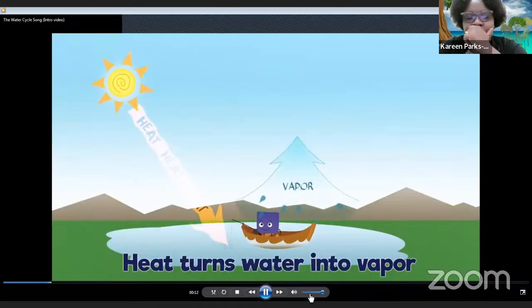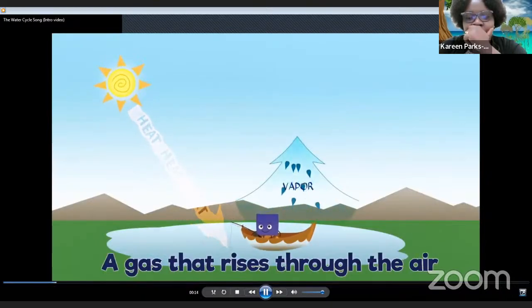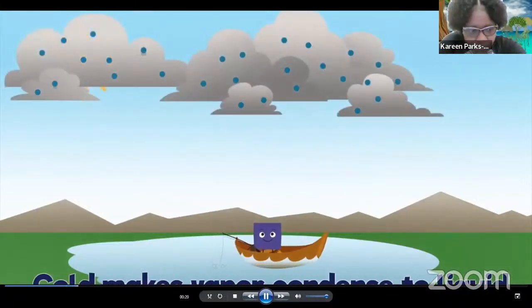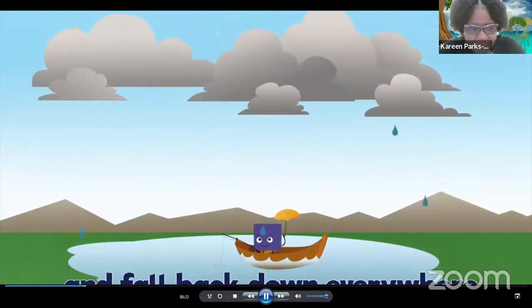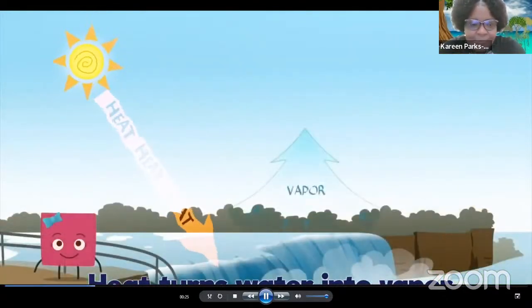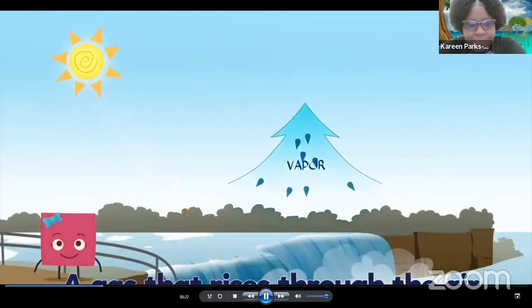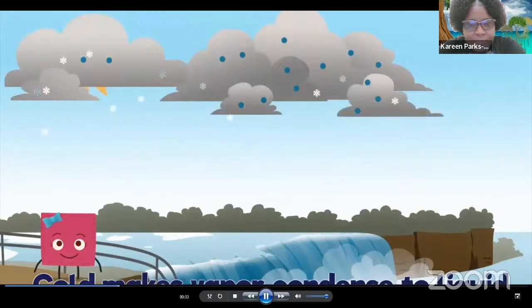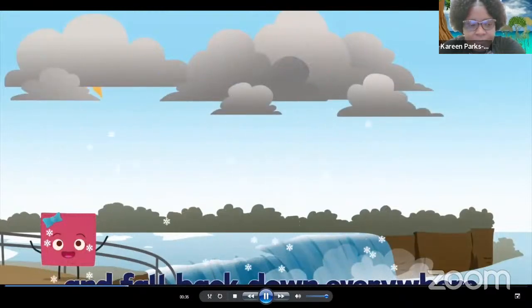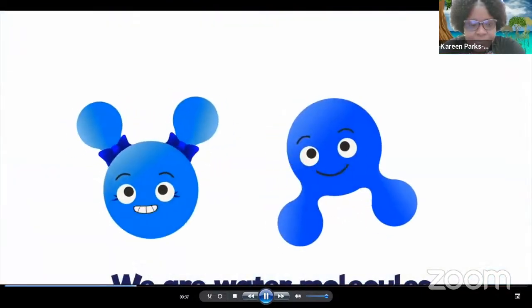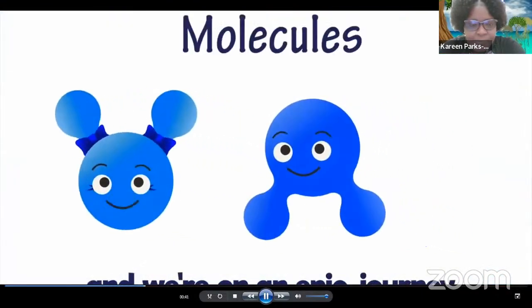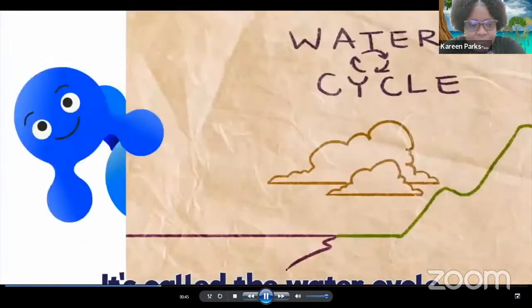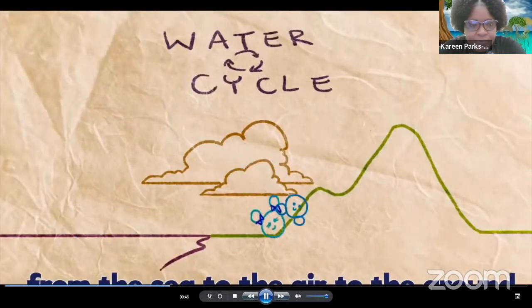Heat turns water into vapor, a gas that rises through the air. And cold makes vapor condense to liquid and fall back down everywhere. We are water molecules and we're on an epic journey all around. It's called the water cycle, from the sea to the air to the ground.